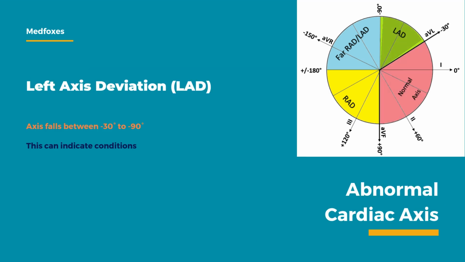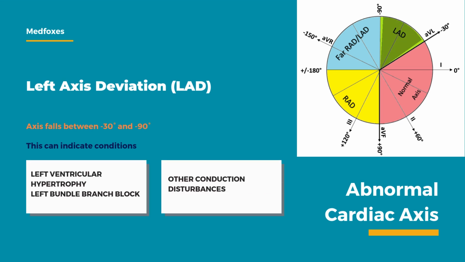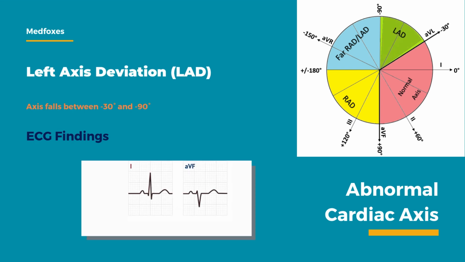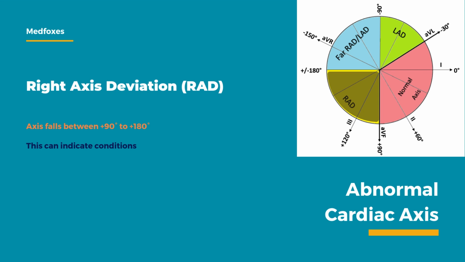Next, let's discuss left axis deviation, or LAD. This occurs when the axis is between minus 30 degrees to minus 90 degrees. Left axis deviation can indicate conditions such as left ventricular hypertrophy, left bundle branch block, or other conduction disturbances. On an ECG, left axis deviation is identified by a positive QRS in lead 1 and a negative QRS in lead aVF.